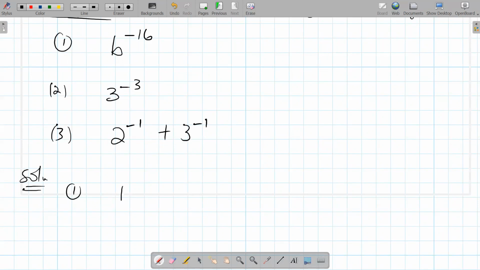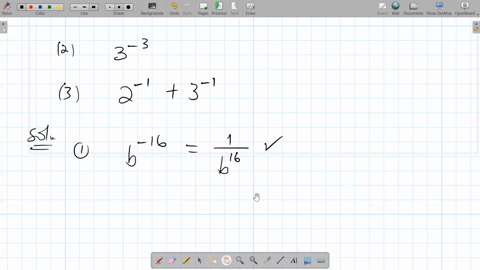Question 1, b raised to the negative 16. Remember that it is a negative exponent. We got to change it to a positive exponent. And that means that this is going to become 1 over b to 16. That's it. If you follow the rule, it's very, very simple.